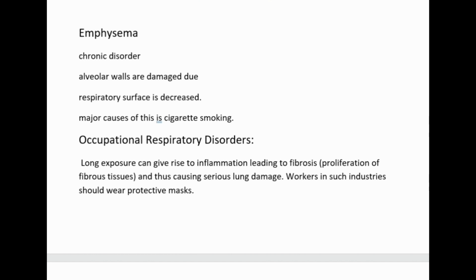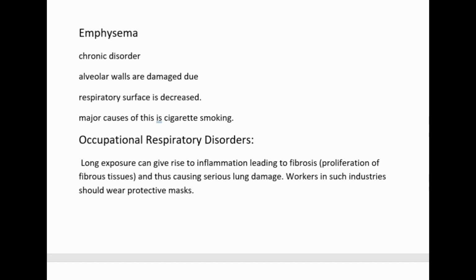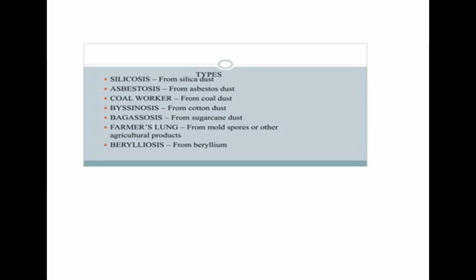What are the consequences of occupational respiratory disorders? These dust and chemical substances, on long exposure, will lead to inflammation, which again leads to fibrosis. Fibrosis is nothing but proliferation of the fibrous tissues. This can lead to serious lung damage. So remember, occupational respiratory disorders affect the upper part of the lung; on long exposure to these dusts, they give rise to inflammation leading to fibrosis and severe lung damage, right. Examples of occupational disorders involve siderosis, which may be because of iron dust, silicosis, which is because of silicon dust, asbestosis, and so on.